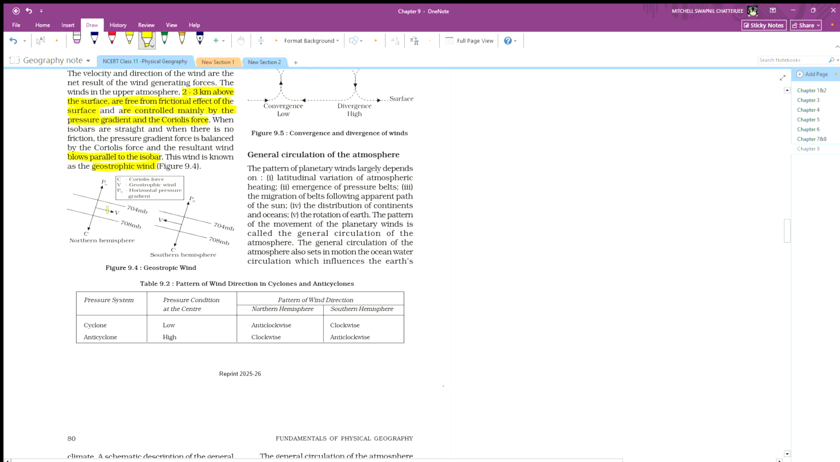So this is the Coriolis force, and our pressure gradient force is acting. Both are balancing each other out, and when they balance, we get a wind which is parallel to the isobars. As we know, the pressure gradient is perpendicular to the isobars, and so our geostrophic wind is parallel to isobars. Okay, we get the gist of it.